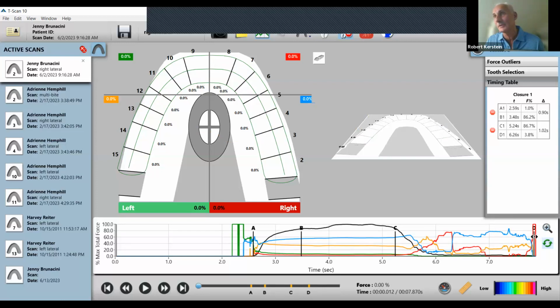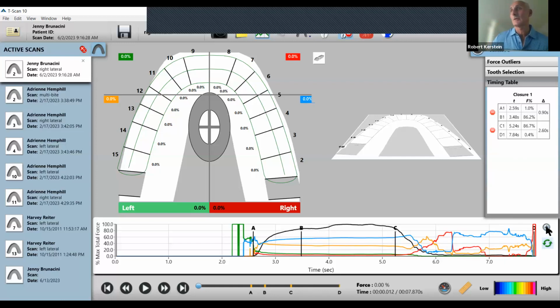So the D line goes here, and what you'll see is the time changes. The distance between C and D changes. So if I put it over here, the C to D goes down. You always want to put it accurately where it belongs, because then you have a true reflection of the actual disclusion time. So that's how we would set the lines. The B line had to move to here, the C line had to move to here, and the D line had to move to here.